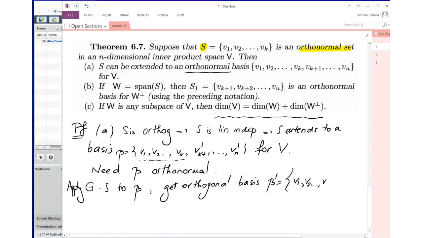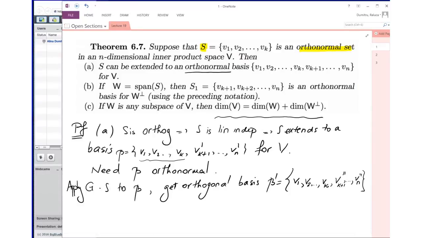And it's going to actually leave the first k vectors unchanged. They were all orthogonal to each other. They form an orthogonal set. It's going to maybe change the remaining n minus k vectors. Again, we had no control over those. They might or might not be orthogonal. So we'll change those. Let's say double prime. And now it is an orthogonal basis.